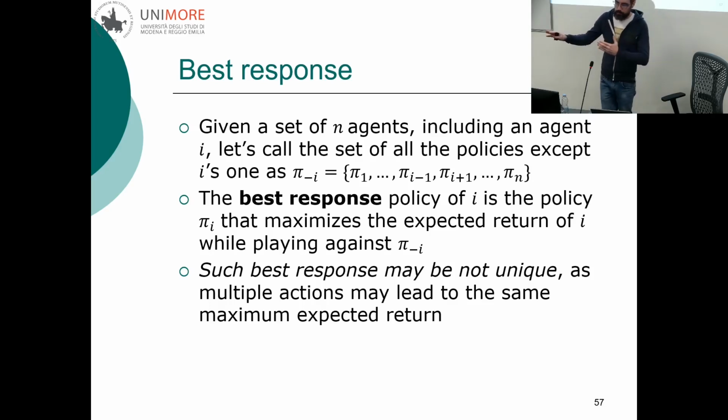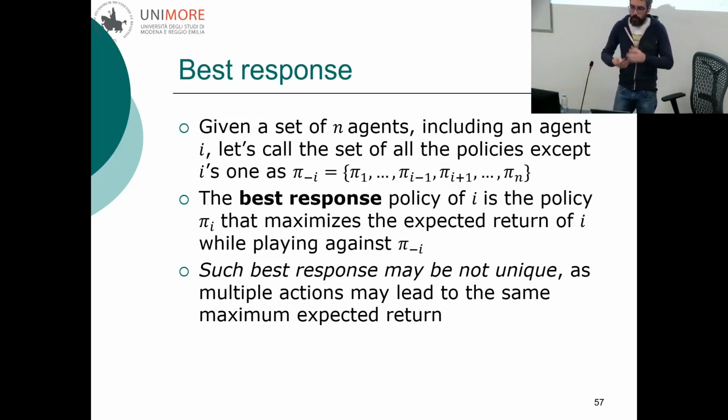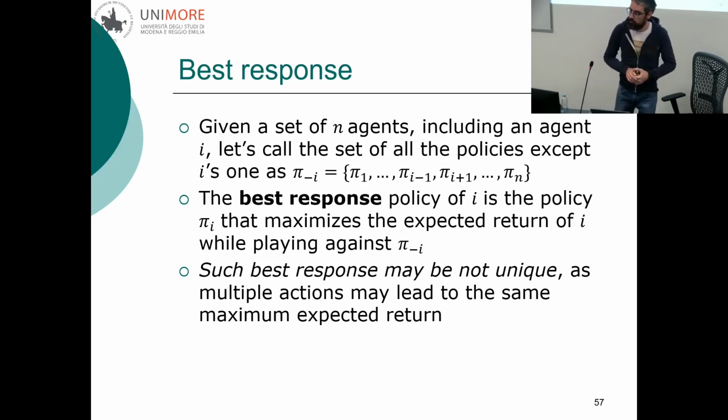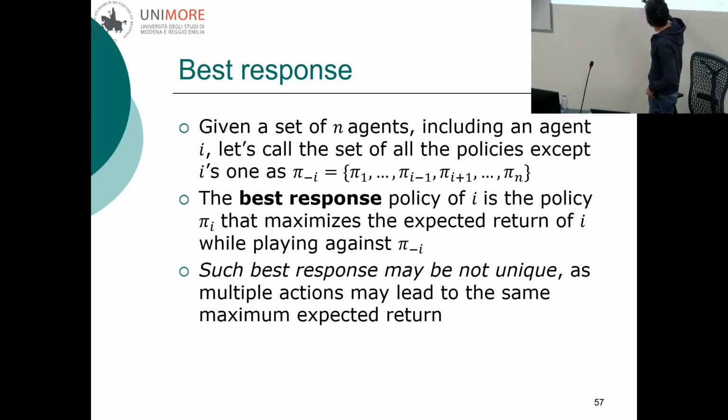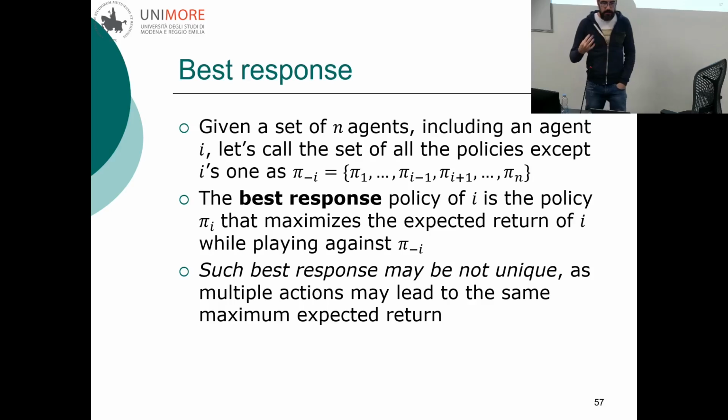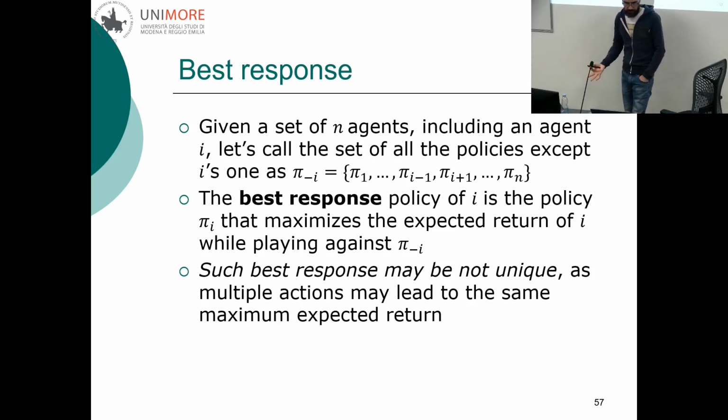and let's call all of the other agents' policies pi minus i. So pi usually denotes a policy. Pi of i will be the policy of the agent that we are focusing on, agent i out of the many. Pi minus i are all of the other policies. This is just some notation to avoid too much text. Having a policy that is the best response means having a policy that maximizes the expected return while playing against a given set of policies.